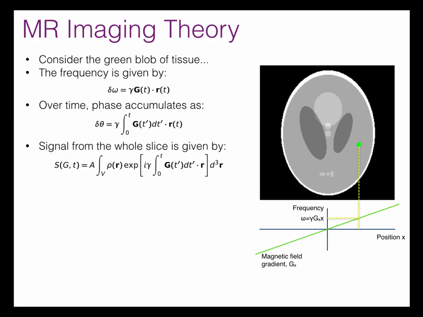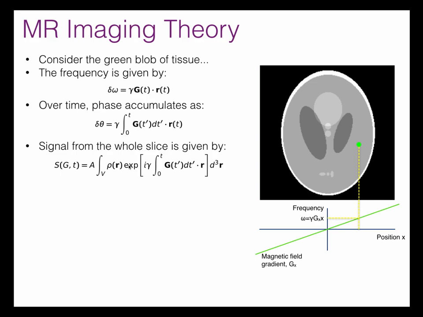So what does that look like across our whole slice? So this is our slice of interest. Well, the signal we'll end up with is basically going to be the integral across the whole image plane. Okay, so we've got a rho of r here that represents the amount of magnetization. It's basically the magnetization density across the slice. So it's basically how much magnetization there was to start with across the slice.